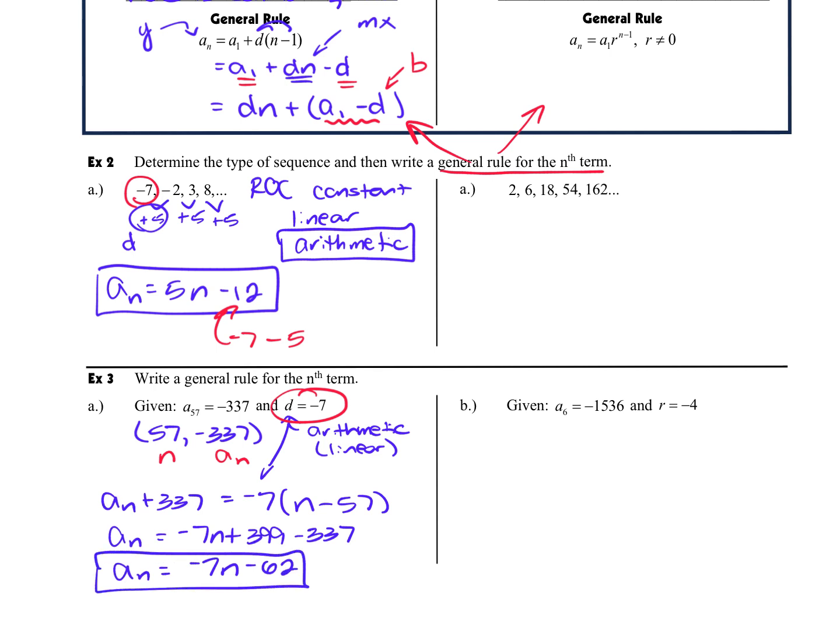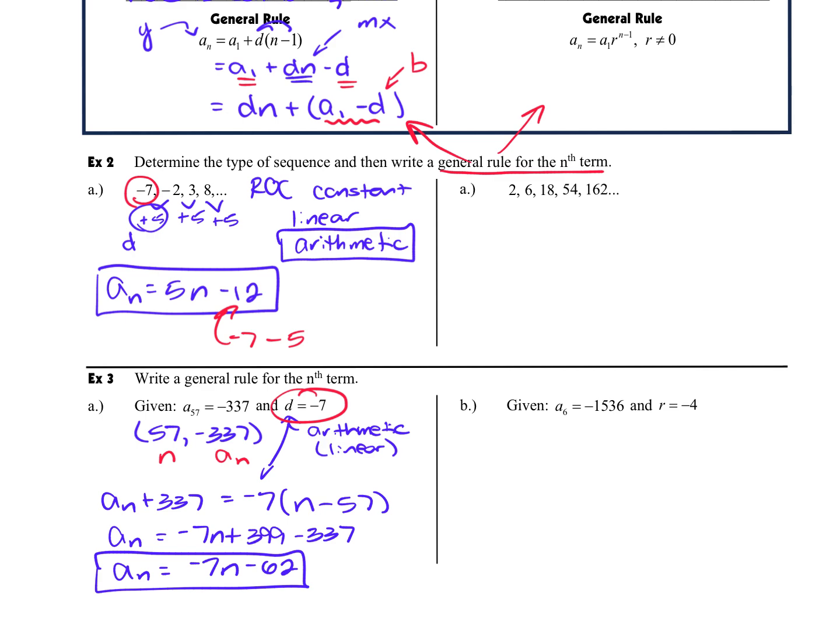So notice that we didn't really do anything different here, even though it looks more complicated. We just wrote the equation of a line, and all we did was swap y for a sub n, and instead of x, we put n.